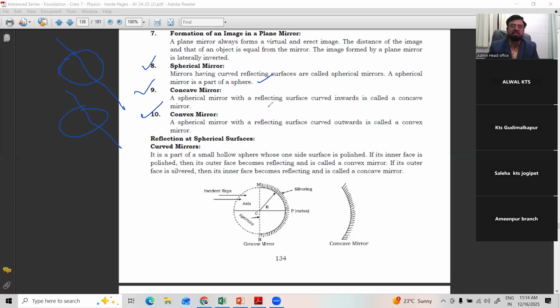A spherical mirror with reflecting surface curved inwards. So this is the reflecting surface. So inward reflecting surface, whenever light falls on here, it reflects. This is called concave mirror. Convex, outward. So this is the one after cutting, this is the other one. So outward reflecting surface means just like a spoon, the best example. Spoon can act as either a concave mirror or a convex mirror.